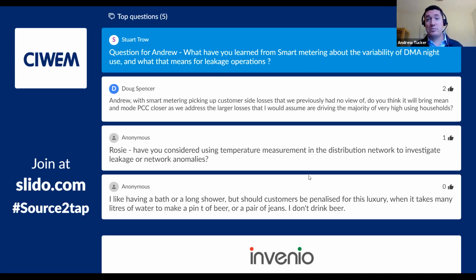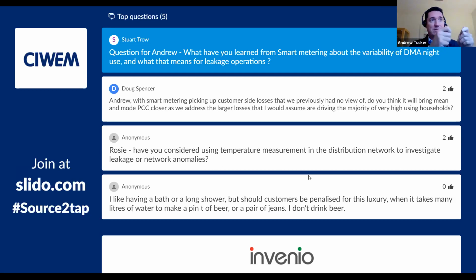When it comes to the leakage operations, we've now seen that where previously this much was allocated to the leakage world and this much to the wastage world, smart meter data shows us that ratio is almost the other way around. So understanding that greater granularity and accuracy of water balance means that you can better apportion where that water is actually going. So better than we've ever been before.